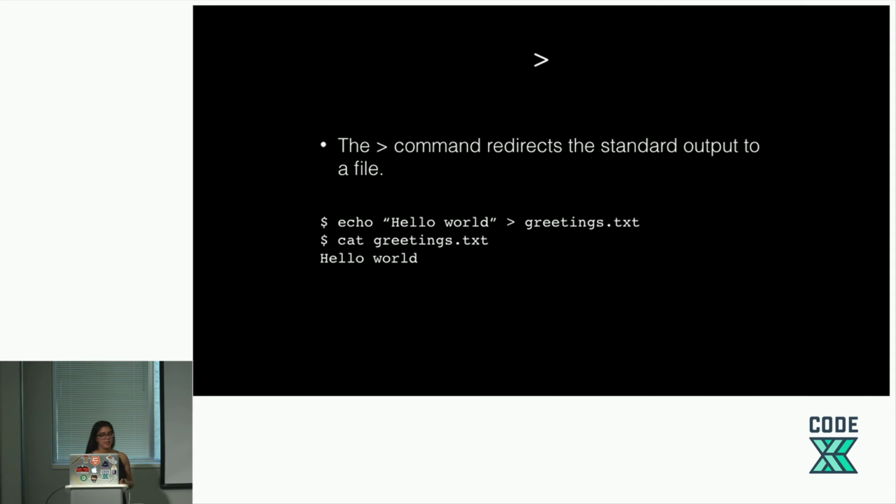And then we've got the gatormouth, >. The > command redirects the standard output to a file. So if we echo "hello world", the standard output, that string, goes into a file called greetings.txt, and then if you cat that file, you should see hello world. Also, if you do an ls, you should see that greetings.txt file. So what it does is it says the standard output from echo hello world is hello world, and it shoves that into a file.